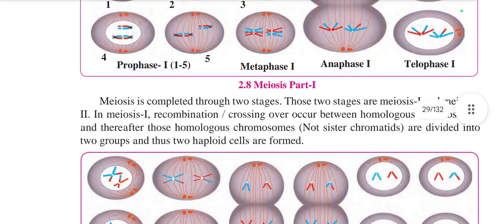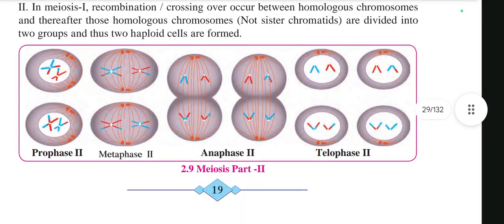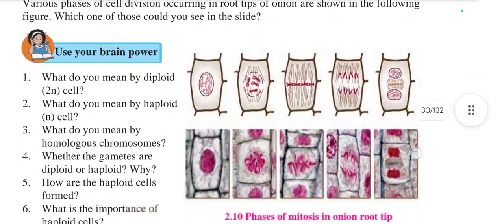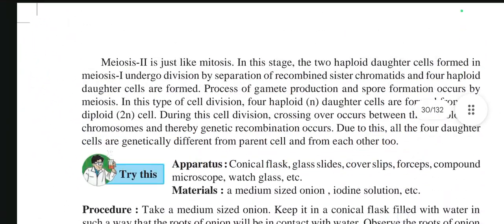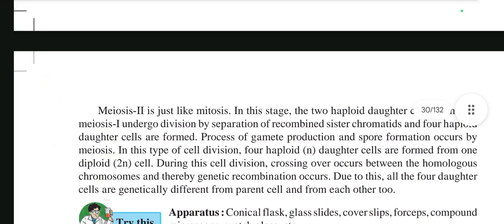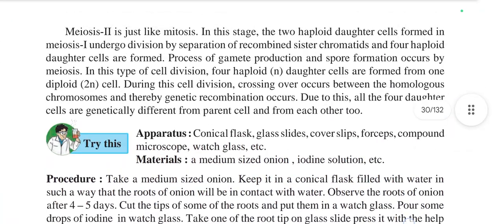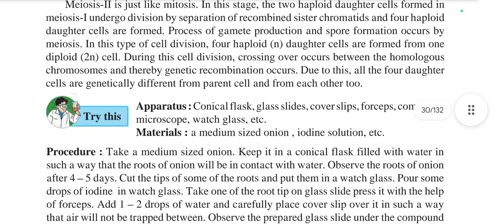After that, meiosis. In meiosis you may see anaphase is there. The second step is like that. Meiosis 2 is just like mitosis, not the first. Meiosis 2 is nothing but mitosis. In this stage, two haploid daughter cells are formed in meiosis first, and they undergo division. They are saying that this is the production of gametes.